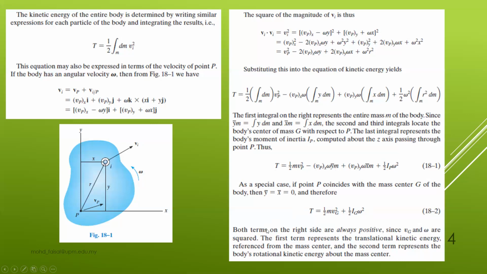Both terms on the right side are always positive since Vg and omega are squared. The first term represents the translational kinetic energy referenced from the mass center, and the second term represents the body's rotational kinetic energy about the mass center.